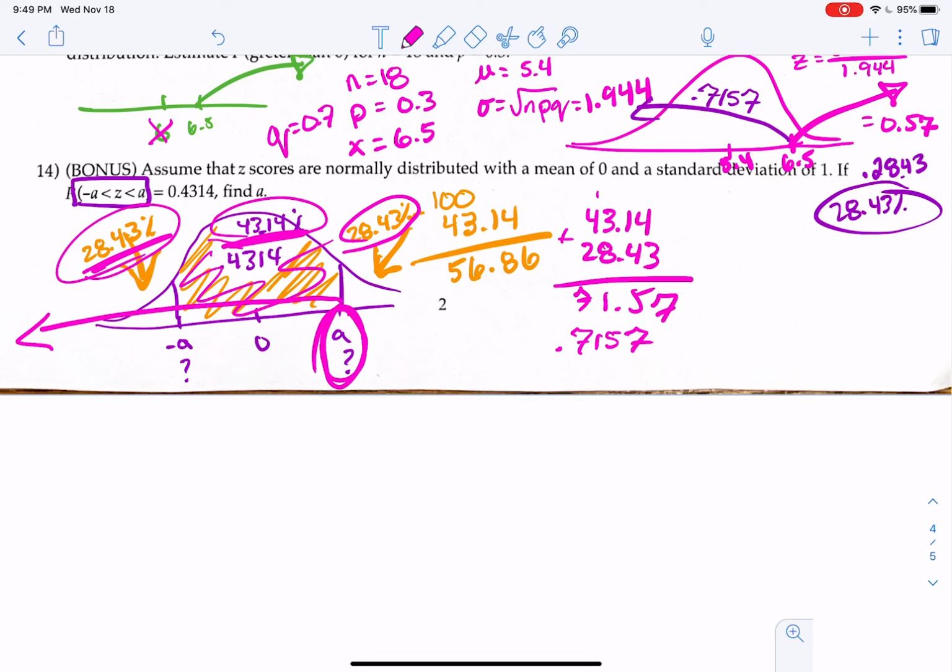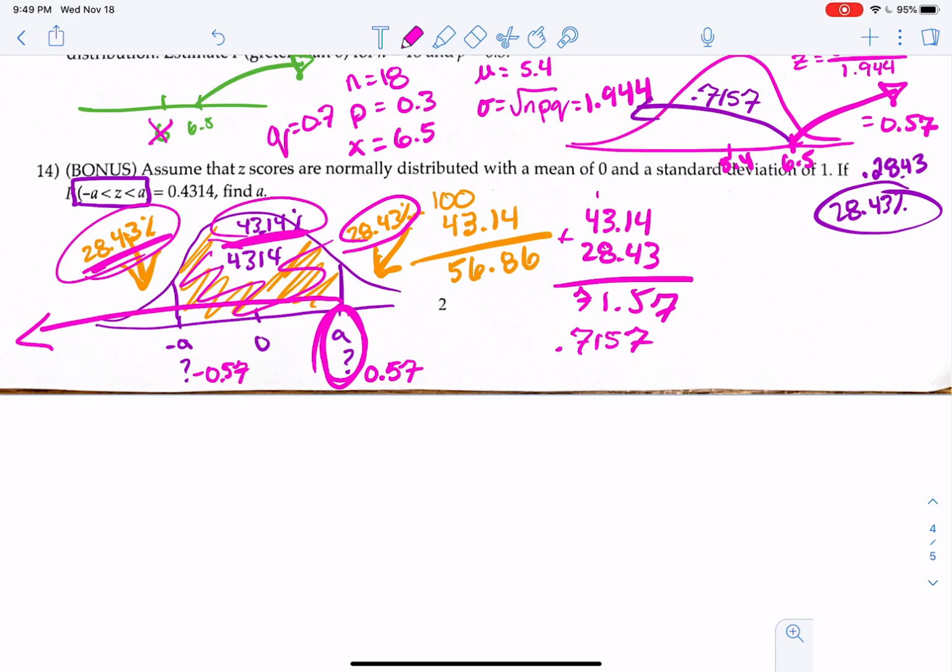So I'm looking that up backwards in the chart. 0.7157, I'm pretty sure comes out exactly. It's like 0.57. So this guy's z-score is 0.57 in the chart, which means the other one is negative 0.57. And that's just one way of solving it. Okay, you could have solved it differently as well, and that's okay, but I really liked this method.